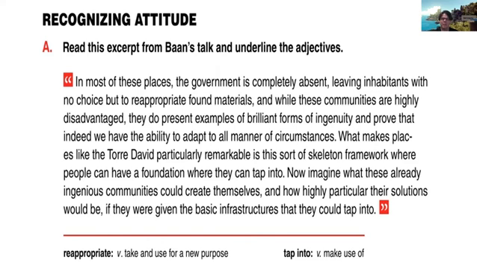What makes places like the Torre David particularly remarkable is this sort of skeleton framework where people can have a foundation where they can tap into. Now imagine what these already ingenious communities could create themselves and how highly particular their solutions would be if they were given the basic infrastructure they could tap into.